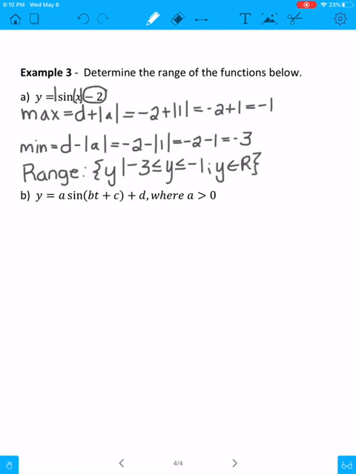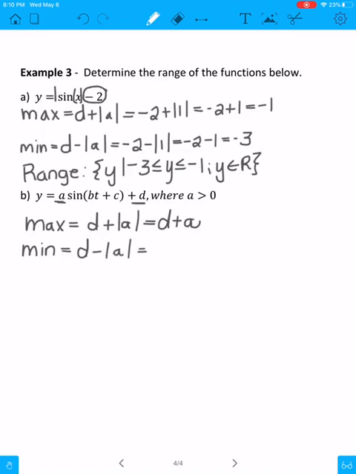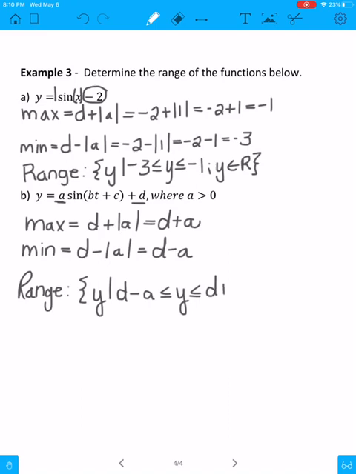And this one says a is greater than 0, so a is positive. So our a is actually a, and our d is actually d. So our maximum is going to equal d plus the absolute value of a. So d plus the absolute value of a is d plus a. Our minimum is d minus the absolute value of a, which is d minus a. So we're going to get our range, which is going to be y such that our minimum, which is d minus a, is less than or equal to y, is less than or equal to d plus a, y element of the reals.